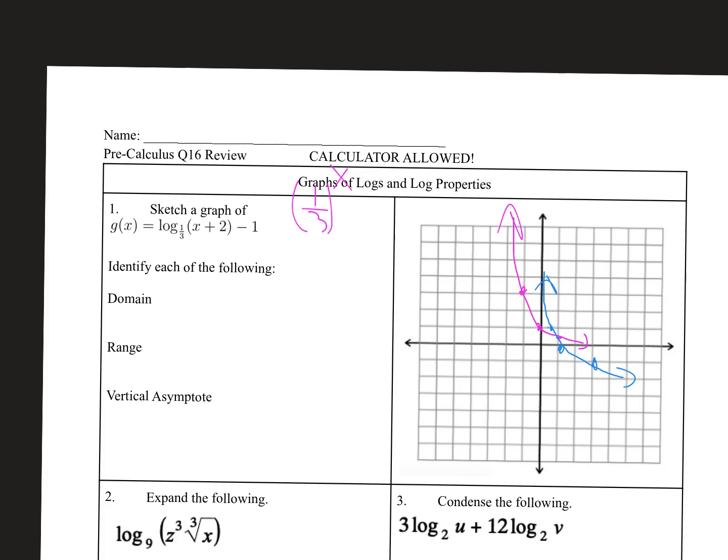And then I gotta go left 2 and down 1, left 2 and down 1. I kind of missed there. I missed that dot. Domain is going to be x is greater than -2. Range is all real numbers. Vertical asymptote is at x = -2.